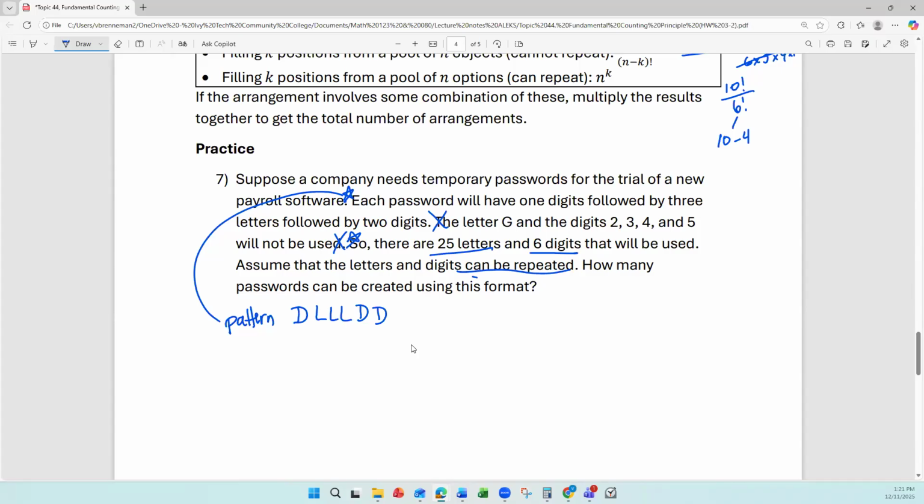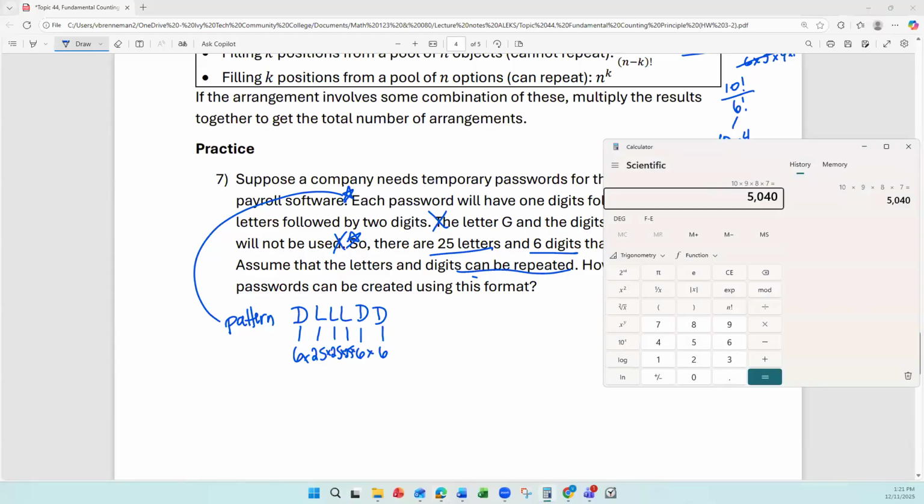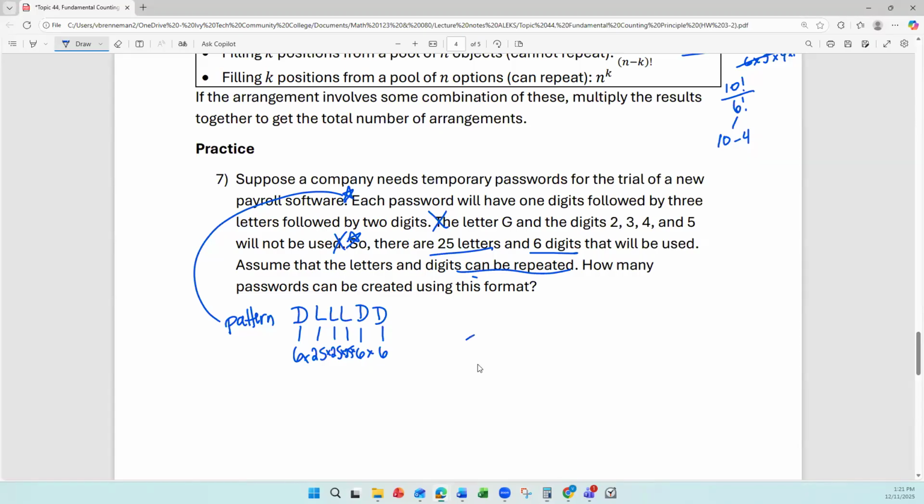So since they can be repeated, then every digit has 6 possibilities, and every letter has 25 possibilities. And those all get multiplied together. You could shortcut with powers if you want, but 6 times 25 times 25 times 25, 6 times 6, 3,375,000 possible passwords.